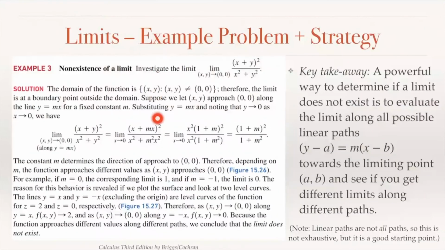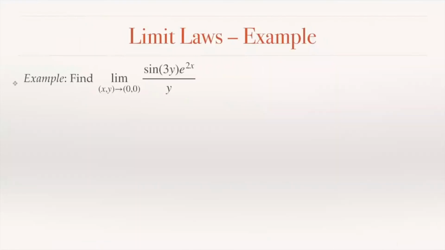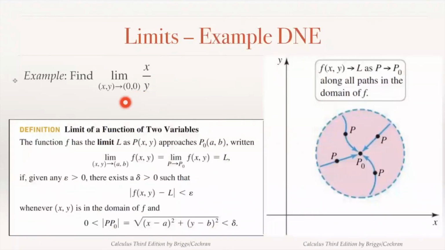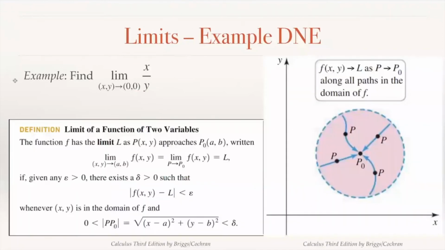Here's an example that I'm not going to go through in detail verbally. You can pause the video and look through it if you like. The point is that, over here, we did it by finding the limit along two different paths. And those two paths were x equals y and x equals 0. However, if we just choose two random paths, we might get the same result.